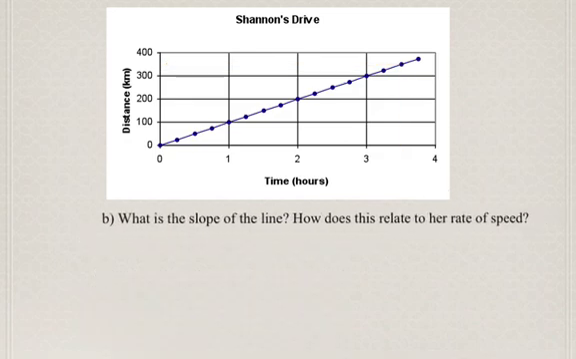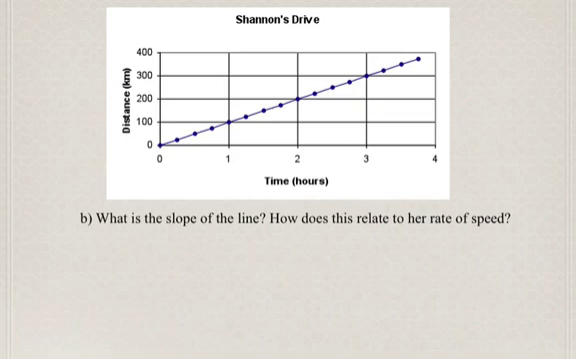Now the next question was, what is the slope of the line and how does this relate to her speed? So we're going to take the 2 points that we identified before, which is 1.5 hours and 150 kilometers, and 3.5 hours and 350 kilometers. Now let's look at the rise between these 2 points. We're going from 150 up to 350, which is a rise of 200. We read across for the run between these 2 points, so we're going from 1.5 over to 3.5, so that means our run is 2.